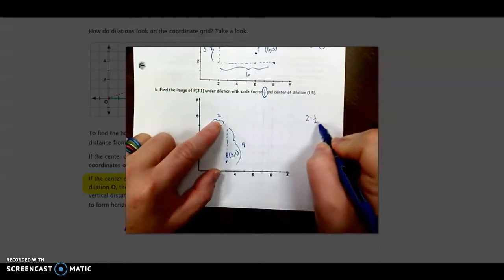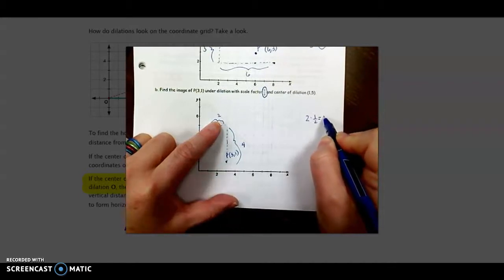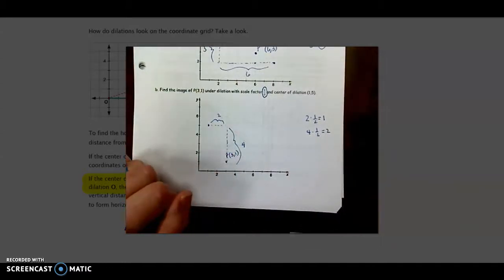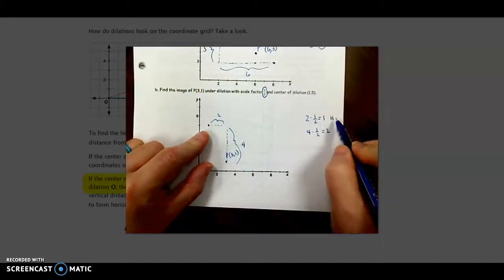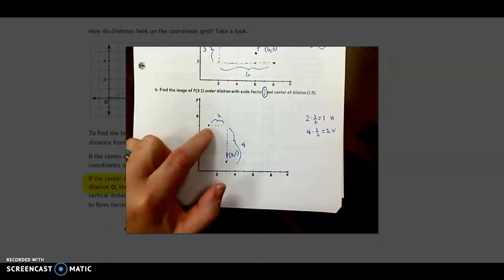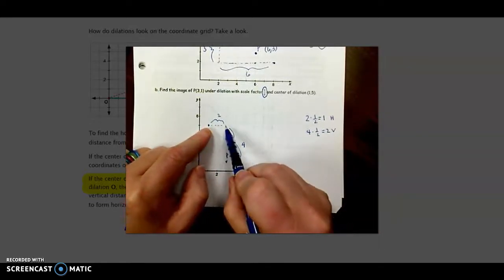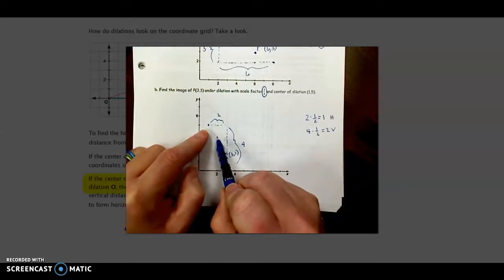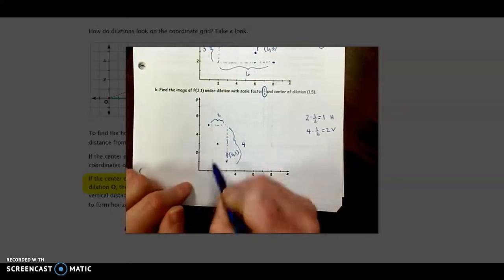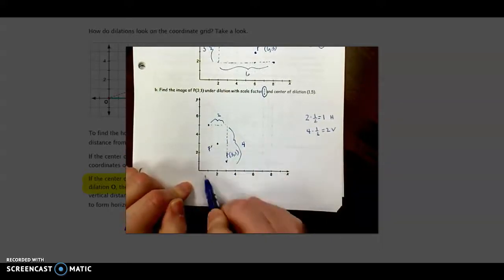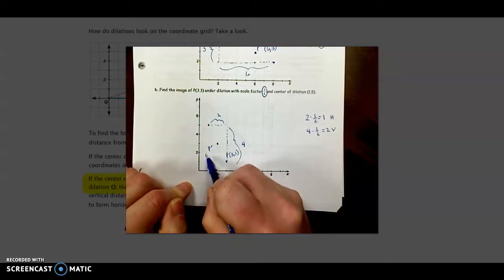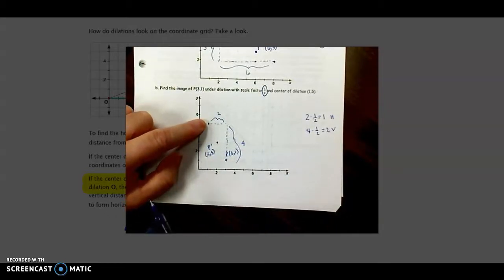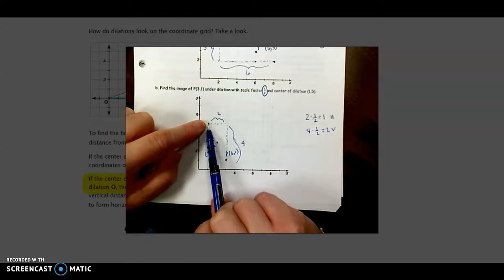So 2 times 1/2, of course, is 2 halves, which is 1. And then 4 times 1/2 is 2. So I'm going to go these new horizontal and vertical distances from the center of dilation. So instead of going to the right 2, I'm going to only go to the right 1 unit. And instead of going down 4, I'm only going to go down 2 units. And so this is my image point. P prime is located at 2, 3. Again, notice the collinearity of those 3 points, and that this point is closer to my center of dilation than the pre-image was.